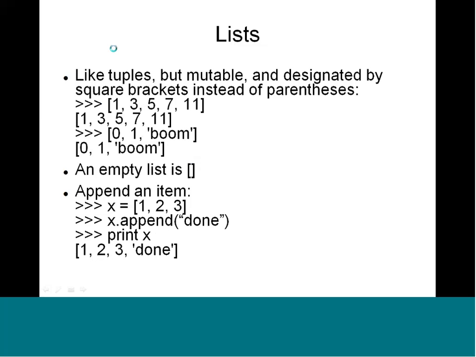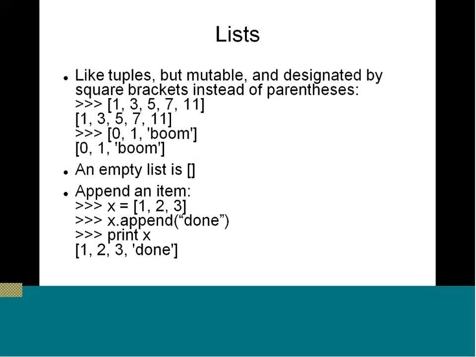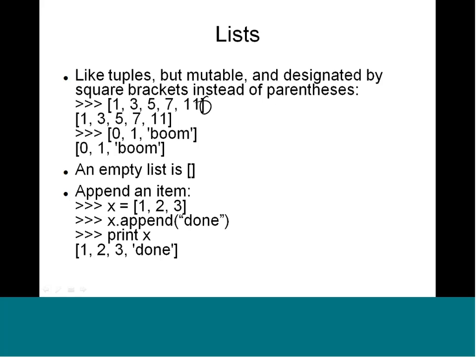Now the lists. Lists are like tuples. The only difference is that they are mutable. That means you can actually change that data structure, and they are denoted by square brackets instead of parenthesis.